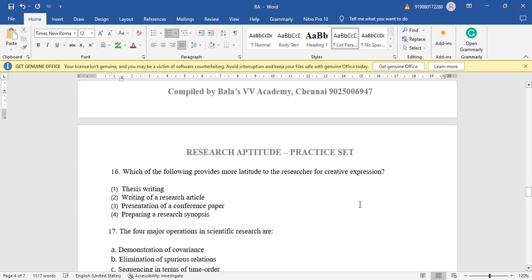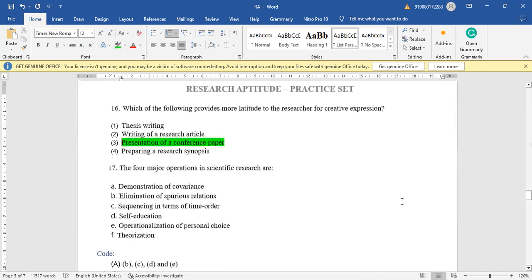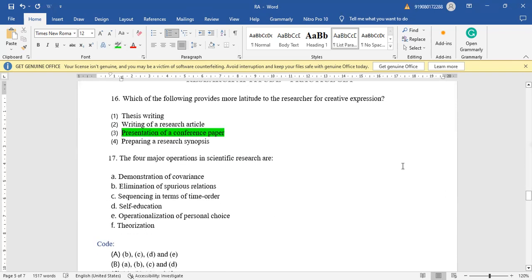Which of the following provides more latitude to the researcher for creative expression? Presentation of the conference papers. Very good. Option 3, sir. Because when you present, see, all other things are writing. A research article, synopsis, thesis, are all writing. But presentation involves more creativity than writing, correct? So there is a keyword.